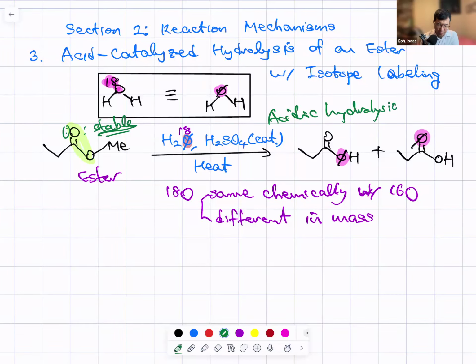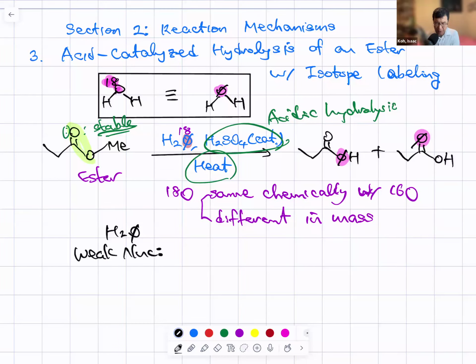Okay. Here we have sulfuric acid, and heat is required right there. So in acidic hydrolysis, water is a nucleophile, but this is a weak nucleophile. Why? Because it's neutral. Oxygen has two lone pairs, but oxygen is strongly electronegative, so the lone pairs are tightly held by the oxygen. It is weak, so we need to first activate it.